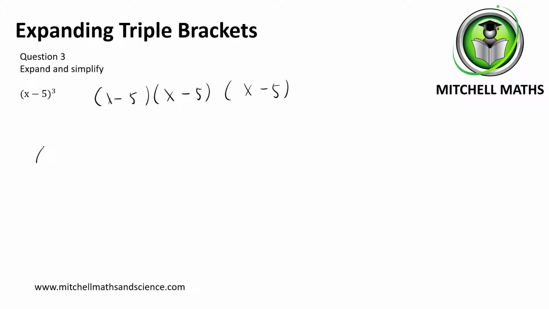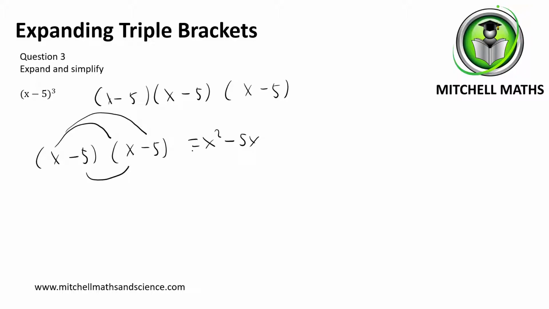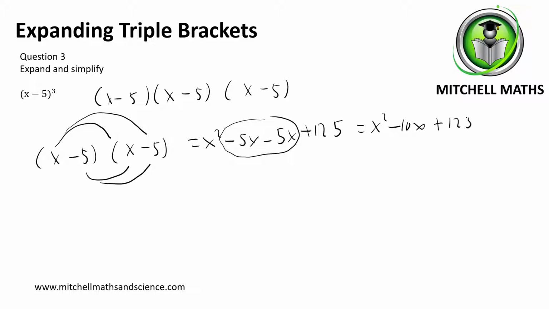So first of all, like the other ones, I'm going to put it into double brackets and multiply out. x times x is x squared, x times minus 5 is minus 5x, minus 5 times x is minus 5x, and minus 5 times minus 5 is 25. I'm going to simplify the two middle terms before I move on. So x squared minus 10x plus 25. And I'll write it out here.